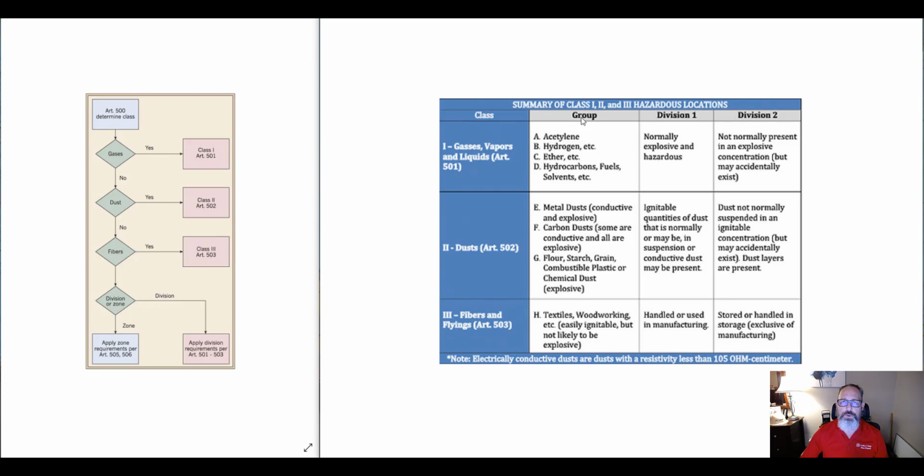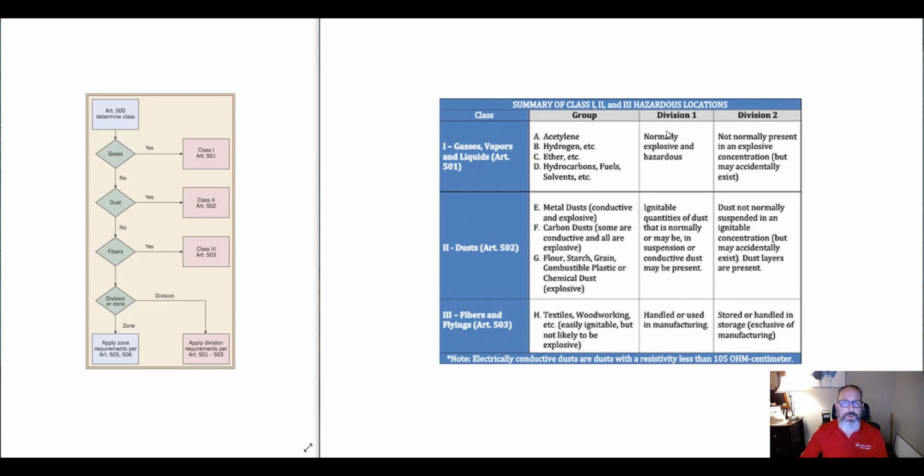And here's the grouping. So within it, we have a group. Group A is acetylene. Group B is hydrogen, or the hydrogen flammable gases. C is ether. And D is hydrocarbons, fuels, solvents, etc.